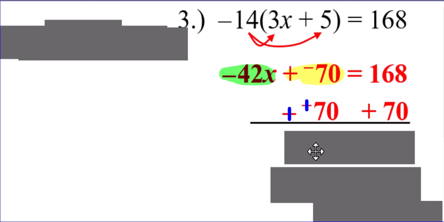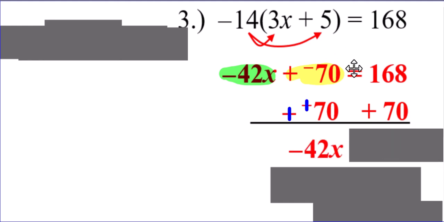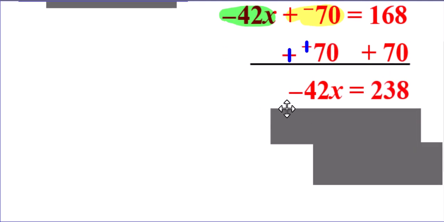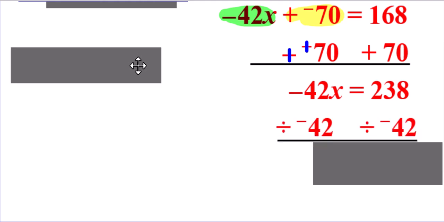So what does that leave us with? Negative 42x, bring it down, equals 168 plus 70 is 238. The inverse of multiplying by negative 42 is dividing by negative 42. Do not lose the negative sign. We do not inverse the sign of the number. We only inverse the operation from multiplication, inversing to division.